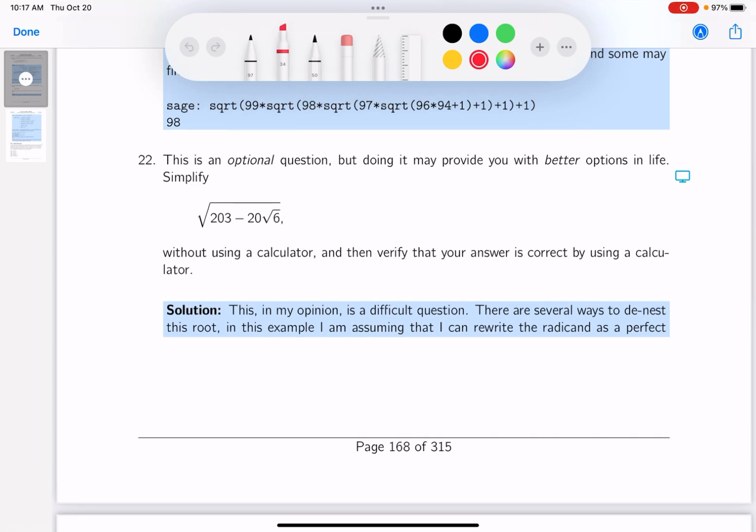Okay, optional question. And I'm going to say by doing the optional question, you can get better options in life. So what are they asking for? They're asking for the square root of this. Now, I'm making assumptions over here that I can take the square root of that. So if I can take the square root of that, what I'm going to say is 203 minus 20 root 6 would have to be a perfect square for me to take the square root of that.